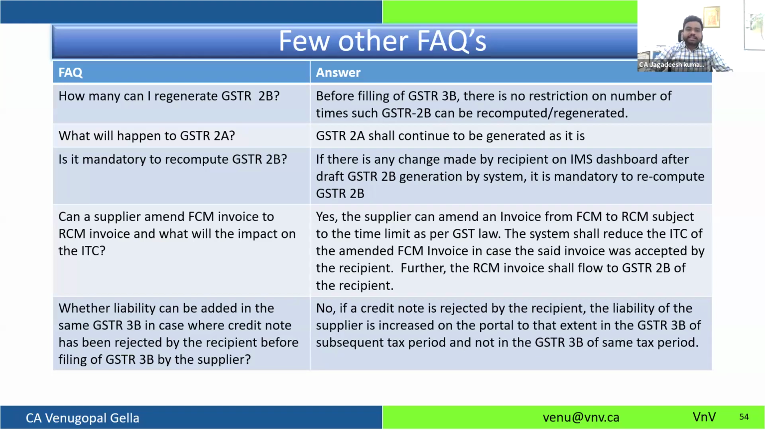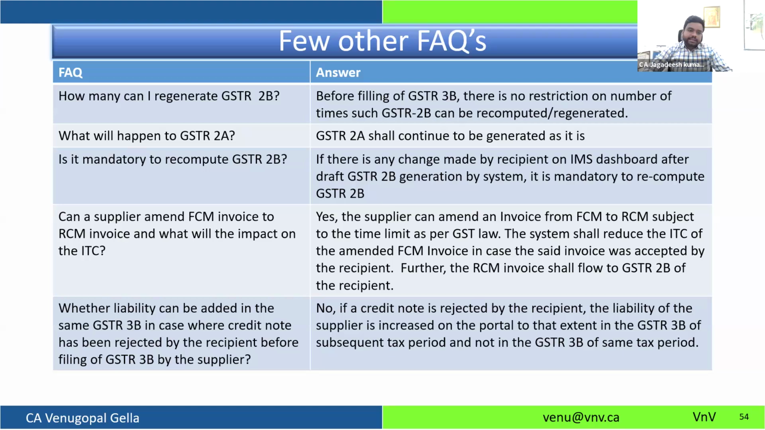How many times can I generate the GST 2B? There is no restriction on the number of times for generation of 2B. Before filing of 3B, you can generate the recomputed GST 2B multiple times. So what will happen to GST 2A? There is no impact to GST 2A. The way it is generating now, the same way it shall continue to be generated.